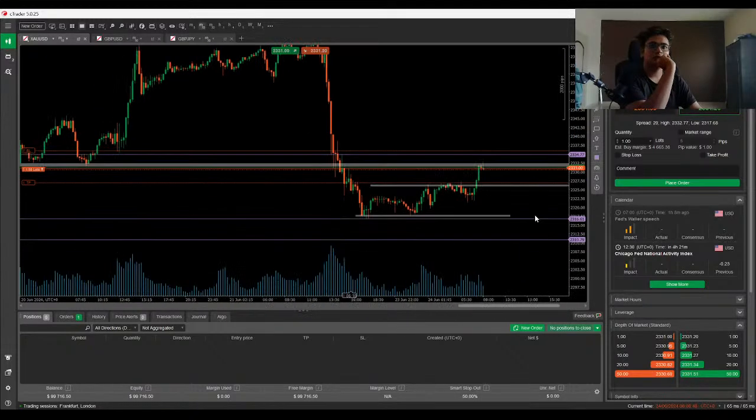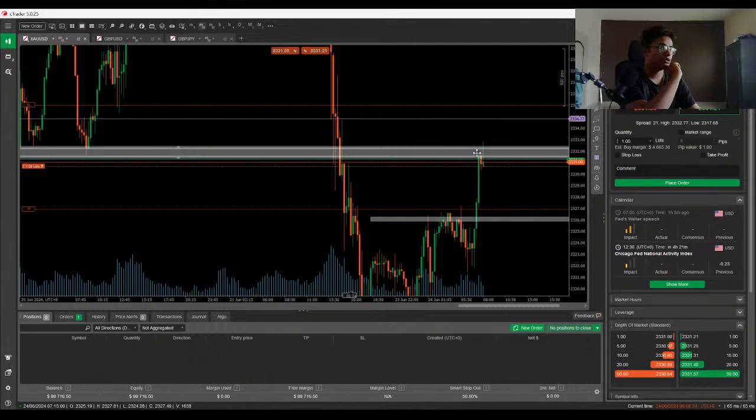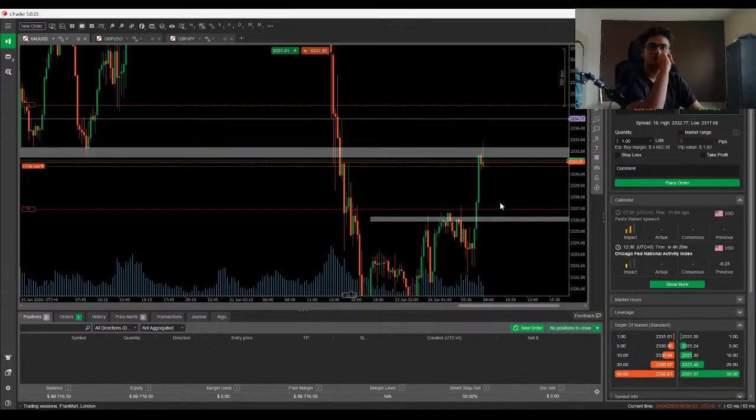So the good thing is, this was the Asian high. It has broken above with a London session volume. So I think we might recover at least this much, do a retest of the zones before continuation or do anything else.